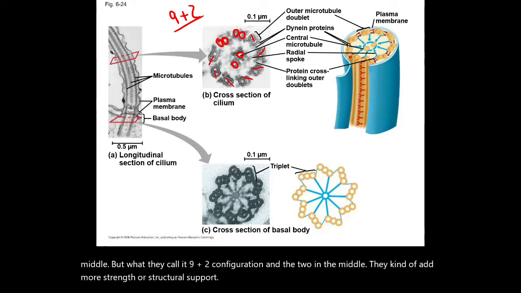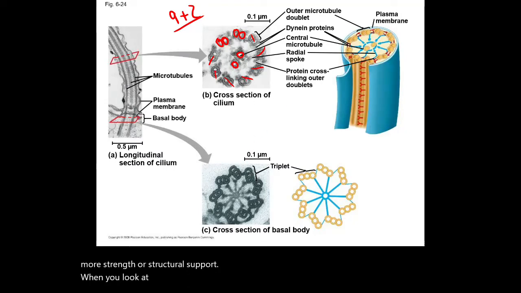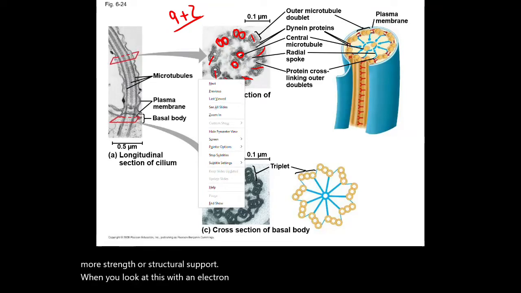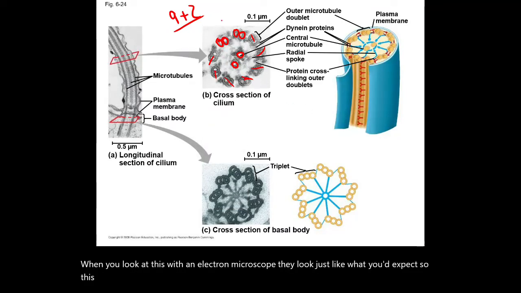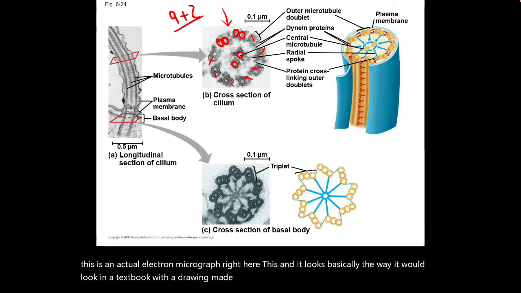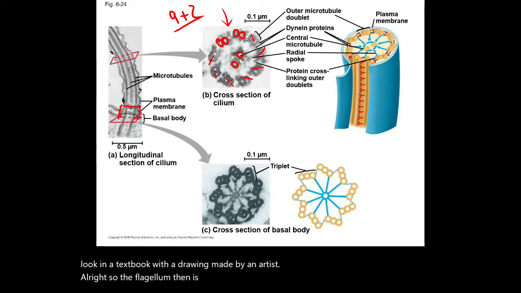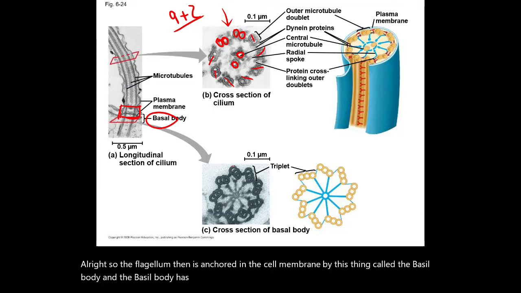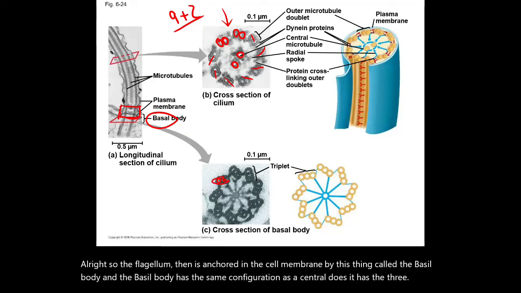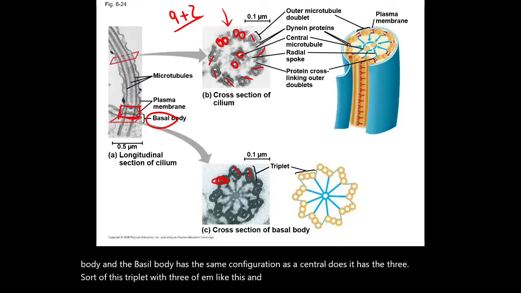When you look at this with an electron microscope, they look just like what you'd expect. This is an actual electron micrograph right here, and it looks basically the way it would look in a textbook with a drawing made by an artist. The flagellum is anchored in the cell membrane by a basal body, and the basal body has the same configuration as a centriole. It has triplets, and there are 9 that make up the good old twisted star shape again.